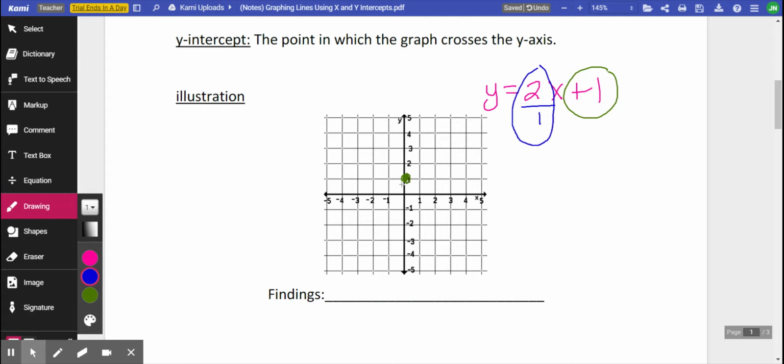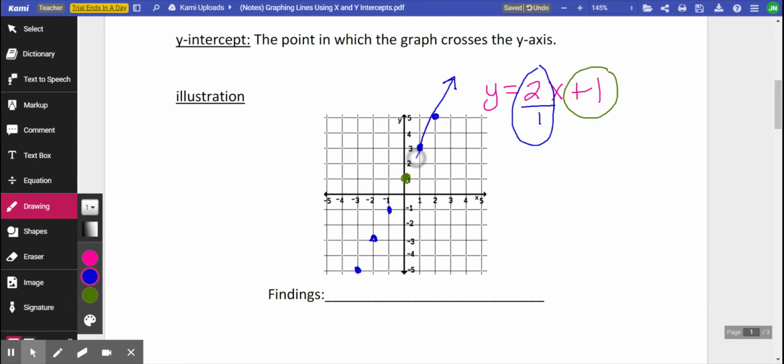So starting at that 1, I'm going to go up 2 spaces over to the right 1, and that'll be my next point. I could also go up 2 spaces over to the right 1. That'll be my next point. I can do as many points as I want. I could go down 2 to the left 1, down 2 to the left 1, down 2 to the left 1. I can make as many points as I want.